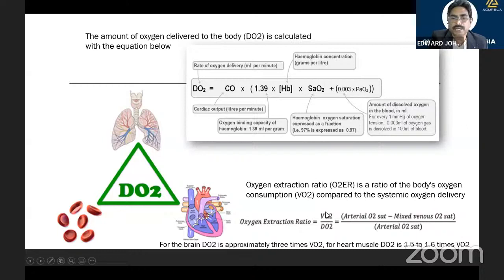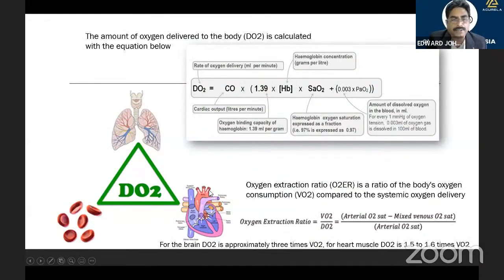The most important is the oxygen extraction ratio. It is only 25%. Oxygen extraction ratio is the oxygen consumption divided by oxygen supply. Consumption is the difference between the arterial oxygen content and the mixed venous oxygen content, divided by the arterial content. This is the supply, this is the consumption. In the brain, 3 times the oxygen consumption is delivered. In the heart and other muscles, only 1.5 to 1.6 times the oxygen is delivered.